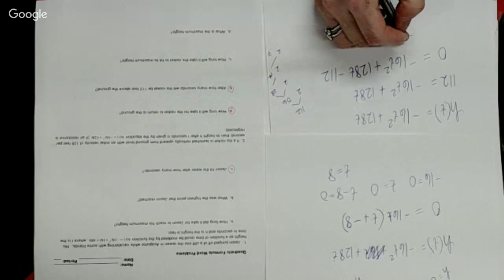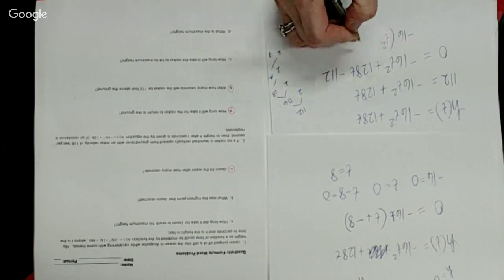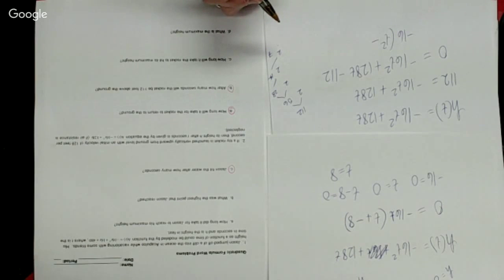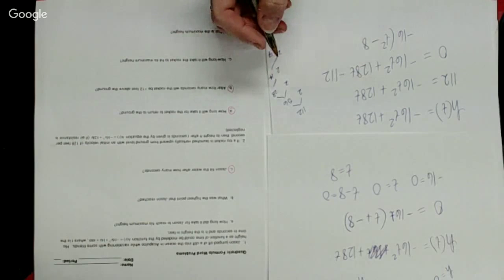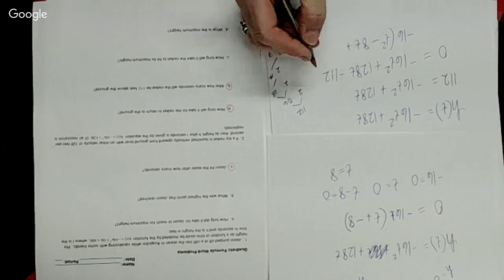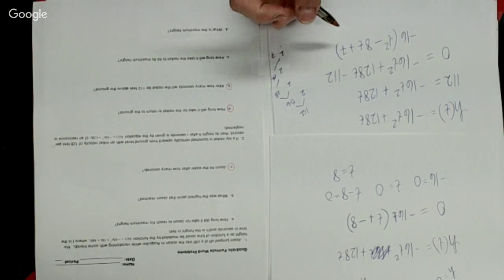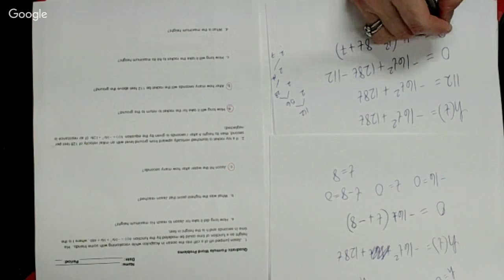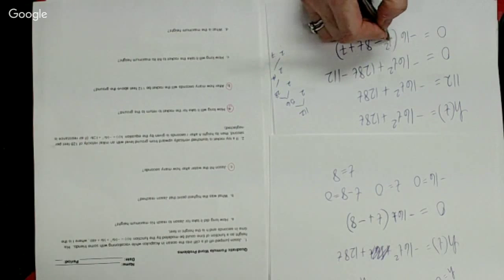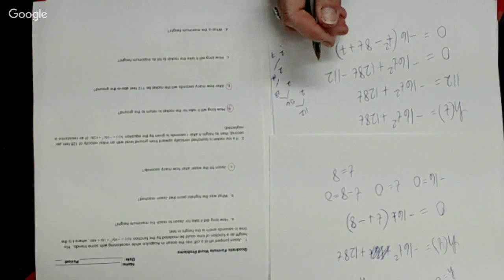So if I factored out a negative 16 from this quadratic expression, I would get t squared minus 8t plus 7. So much nicer little quadratic expression. So I have now either negative 16 is 0 or this other thing.